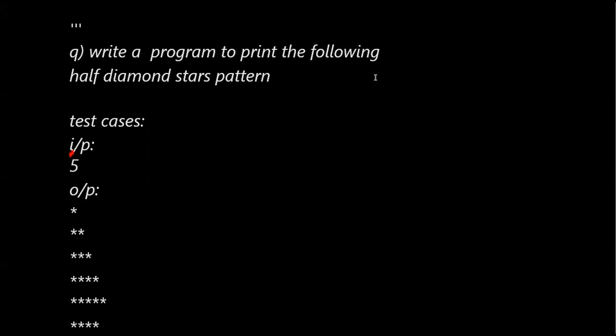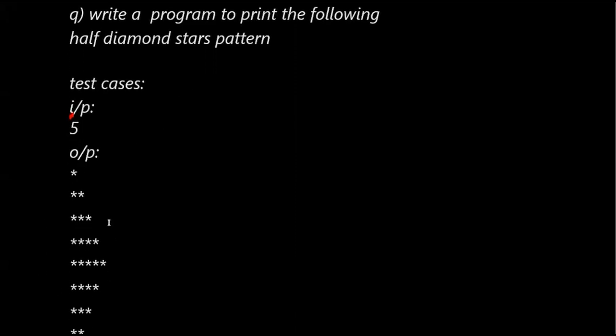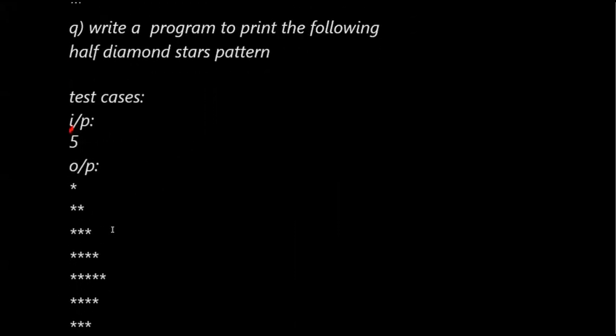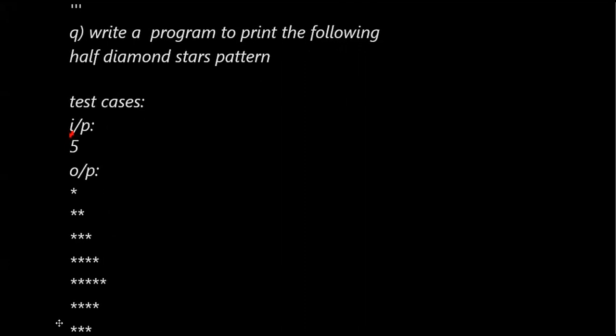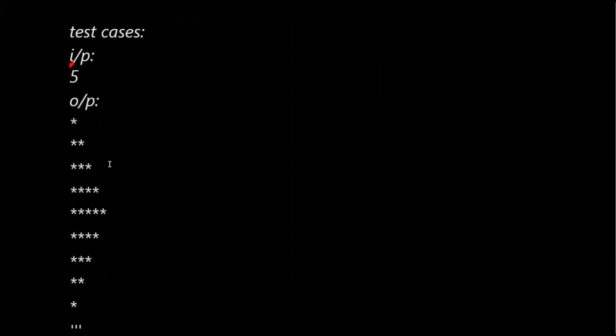In this video, let us see another interesting problem. How to solve this? Write a program to print the following half diamond stars pattern. It only contains the right half. It doesn't contain the left half. So whenever the input is 5, it is printed in this way.